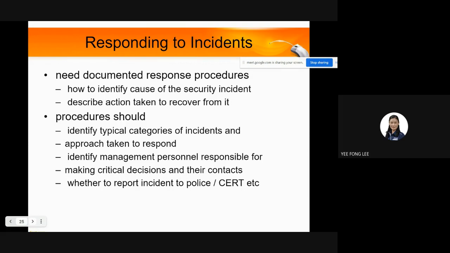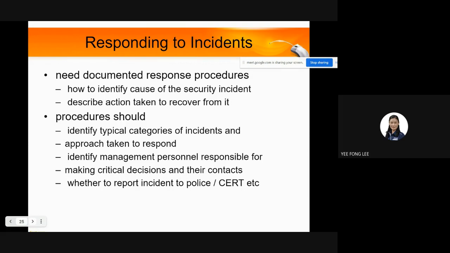So the response might involve... I forgot about this. We look at the next point here. The decisions made by the management personnel clearly affect the overall organization's operations, so they need to select the person carefully.